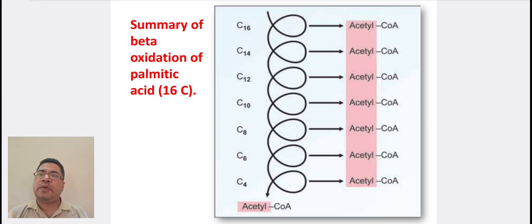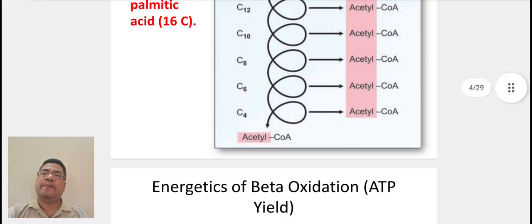This is a diagram showing beta oxidation of palmitic acid. The palmitic acid is broken down into 8 molecules of acetyl CoA.